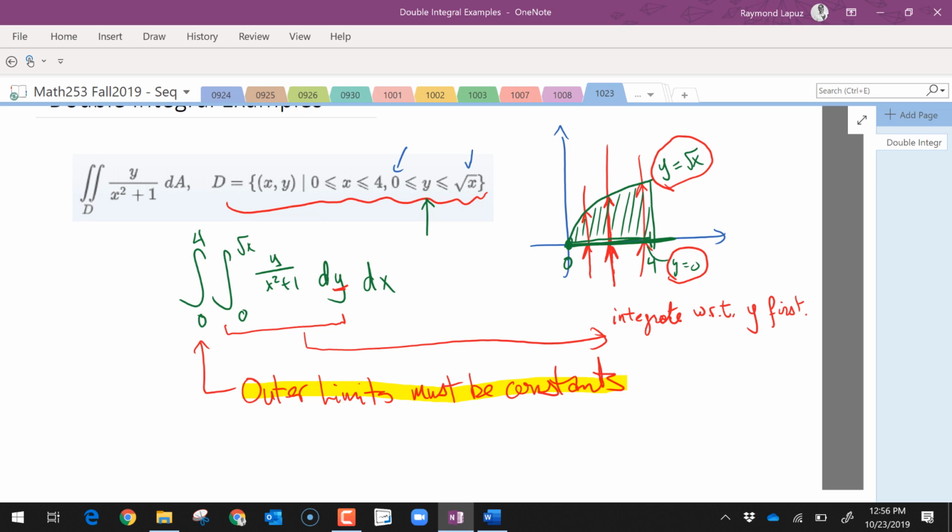It's the last step, and so you need to get a number, and if you have variables in there, you're not going to have a number at the end.